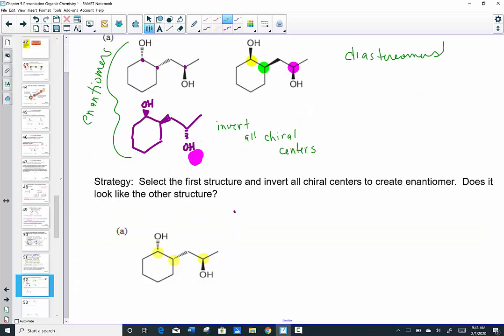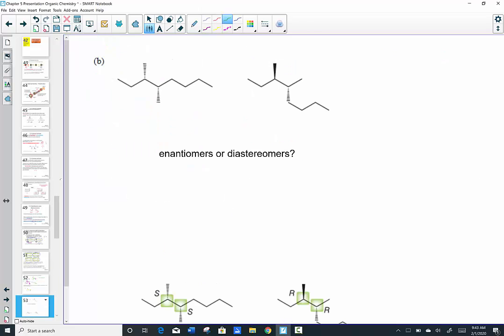When we draw the mirror image, I'm simply going to check and make sure that I have a structure that matches the other, and clearly we see that we do not. Diastereomers. You have plenty of those to practice. Are these the same, or are they diastereomers?